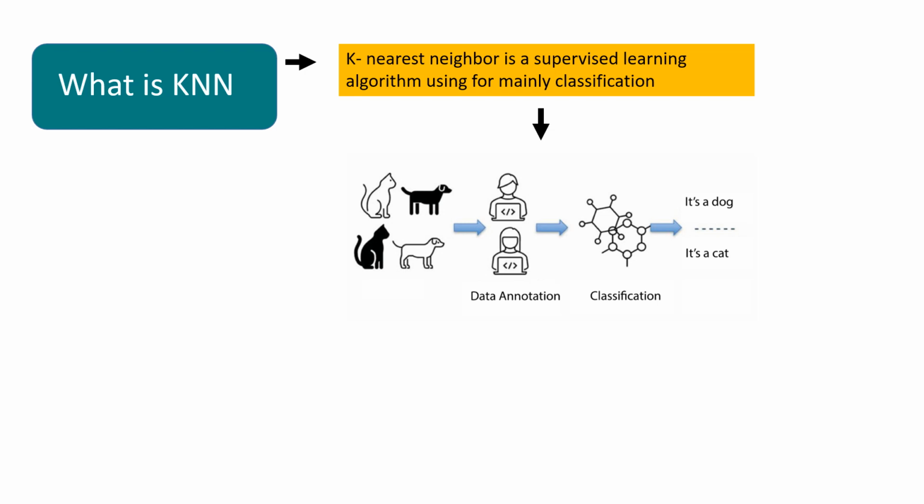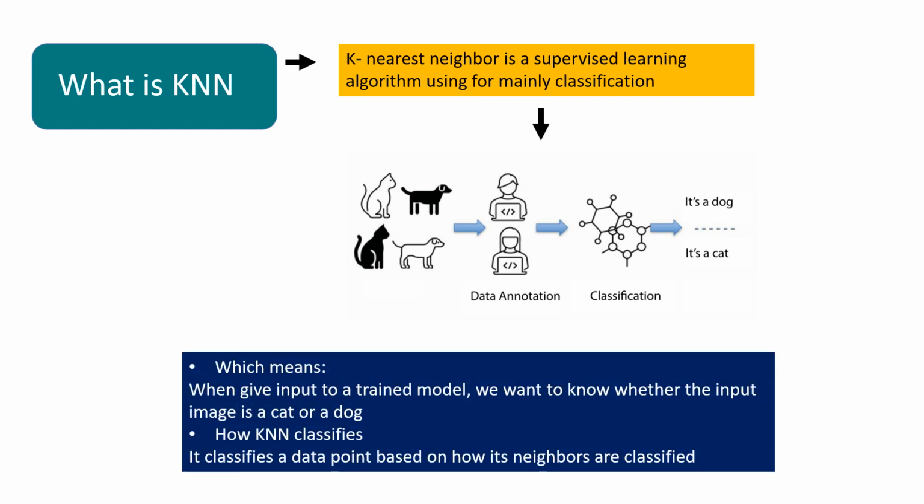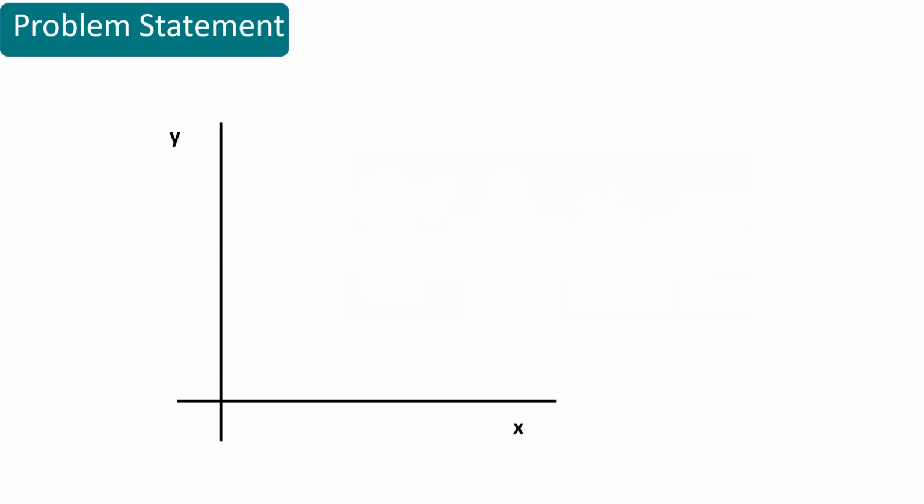So the question arises: how does KNN classify? It classifies a data point based on how its neighbors are classified. So that is the problem statement for KNN classification. Here we have a dataset with two classes. Here we have an example.